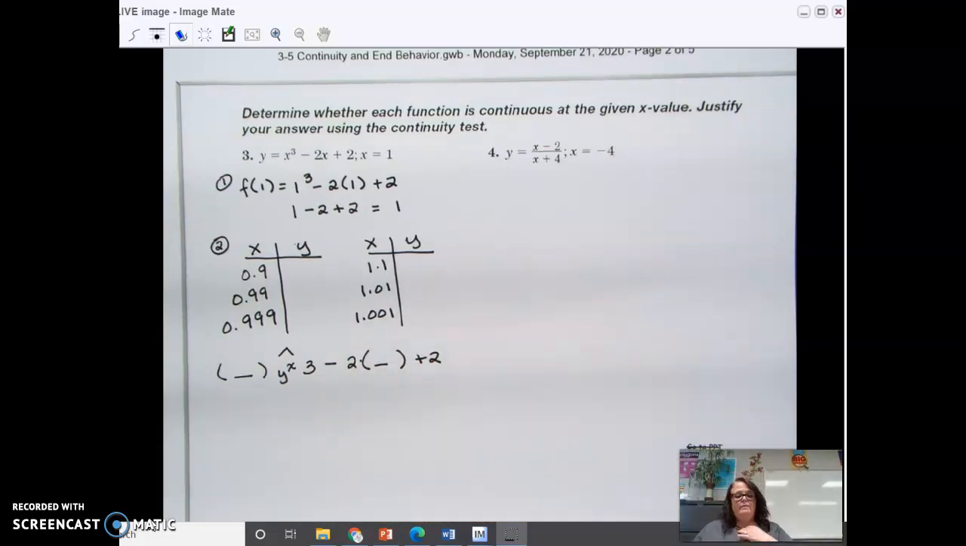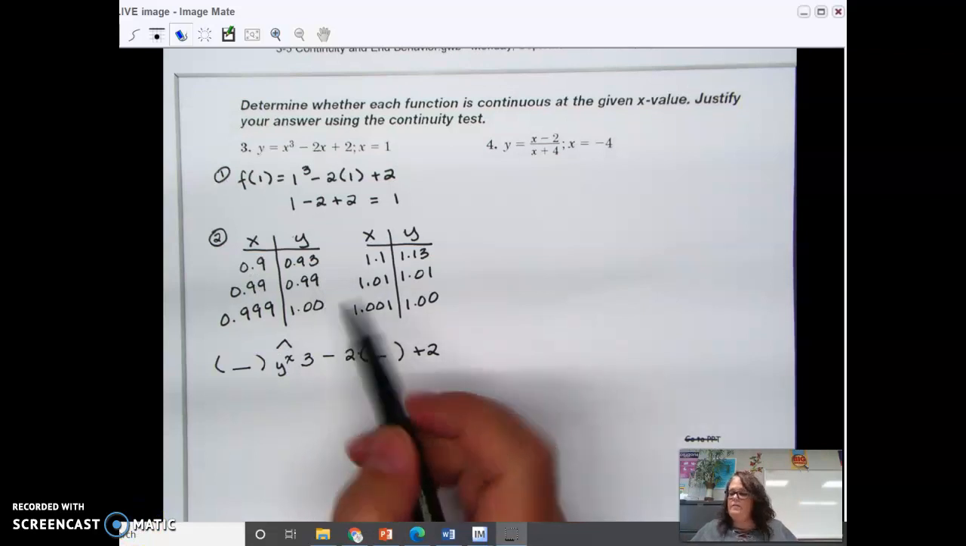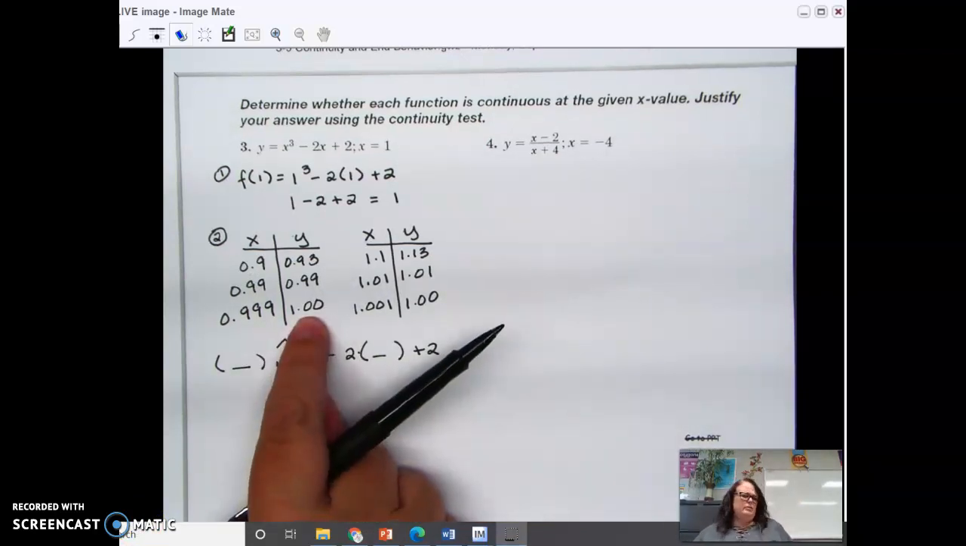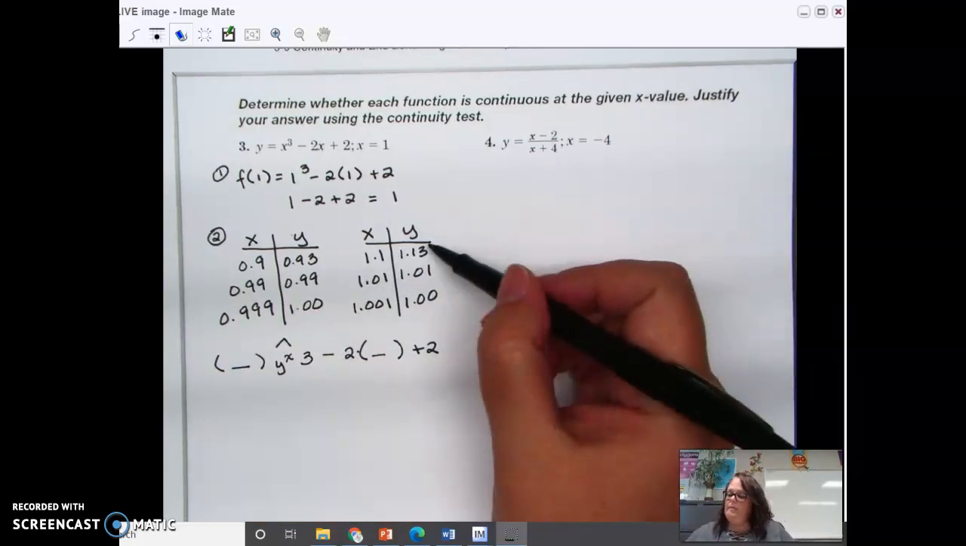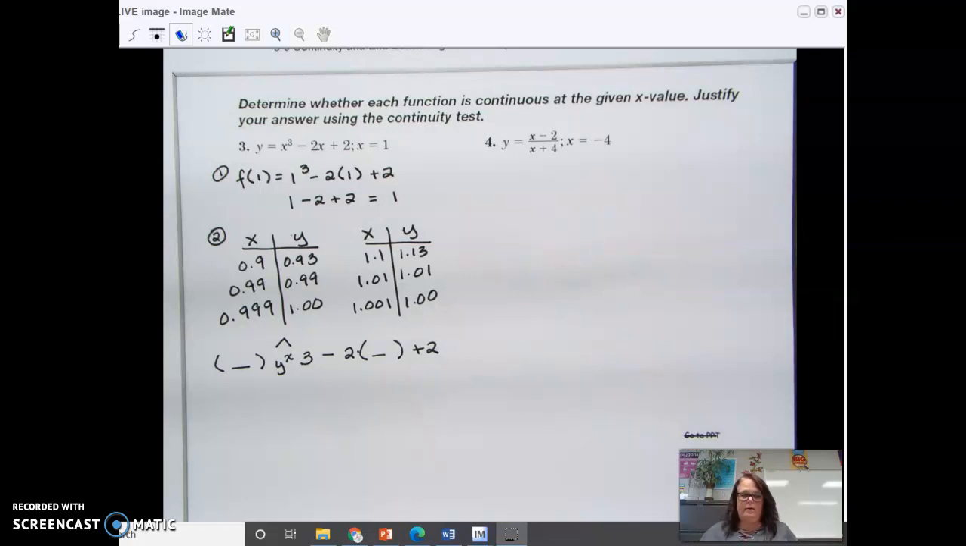So I'm going to pause my video. You pause your video, plug these values in, and see what you get. All right, so I went ahead and plugged those in, and I got these values. This last one was something like 0.9999 something, so I went ahead and rounded that to 1.00. And then again, I plugged these in, and the last one was something like 1.0010, and so I just went ahead and rounded that one as well.